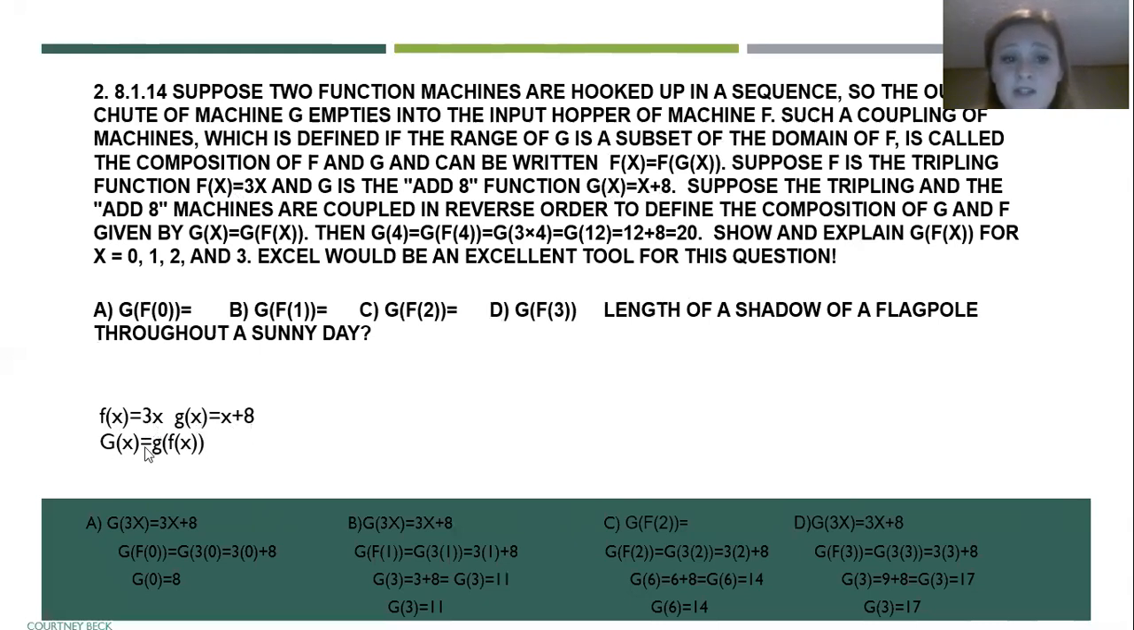So then we're going to write our equation, and it's g of f of x. So we're going to get, for number 1, we're substituting 0 for x. So we're going to have 3 times 0 plus 8, and we're going to get 8. And then for b, we're substituting 1. So we're going to have 3 times 1 plus 8 is 11. And then we're substituting 2. So 3 times 2 plus 8 equals 14. And then for d, we are substituting 3. So we're going to have 3 times 3 plus 8, and we're going to get 17. That's all you have to do.